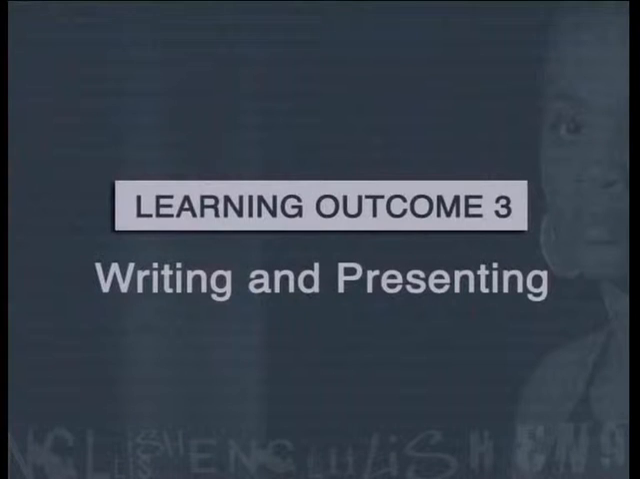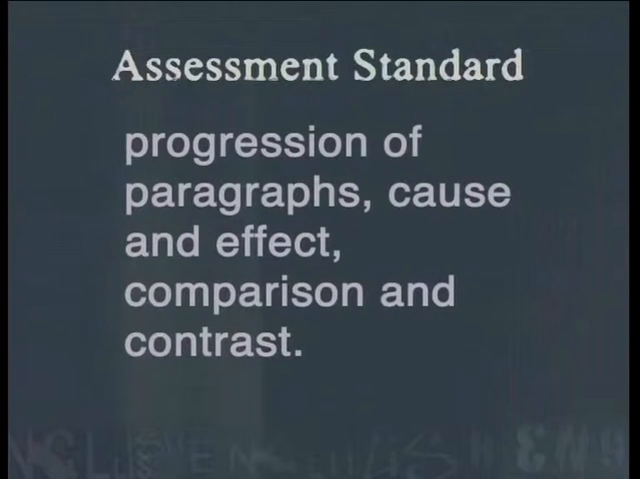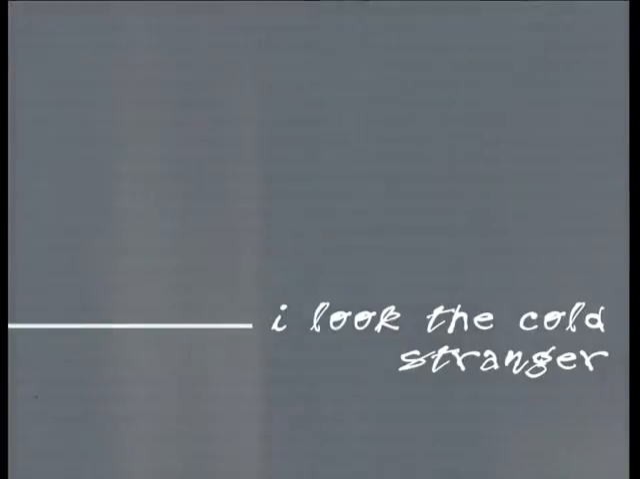The following lesson is linked to Learning Outcome 3, Writing and Presenting, and addresses the assessment standard that requires learners to apply paragraph conventions to ensure coherence by using topic sentences, introduction and conclusion, logical progression of paragraphs, cause and effect, comparison, and contrast.